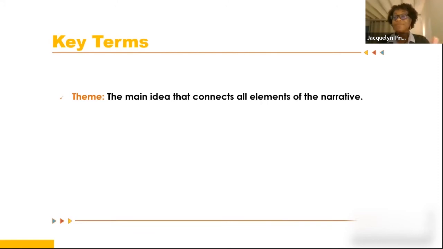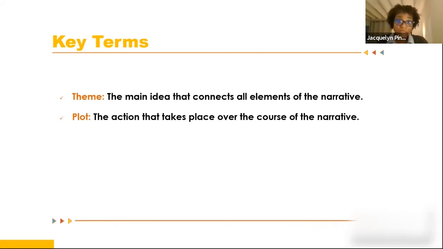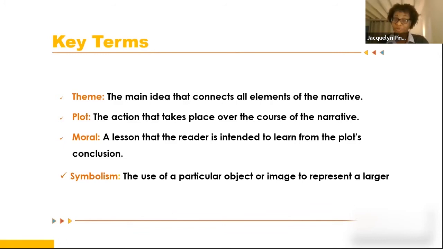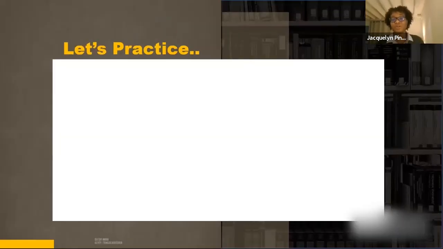So some key terms. We have theme, right? The main idea that connects all the elements of the narrative. The plot, the action that takes place over the course of the narrative. The moral, a lesson that the reader is intended to learn from the plot's conclusion. Also, there could be some symbolism, the use of a particular object or image to represent something larger.